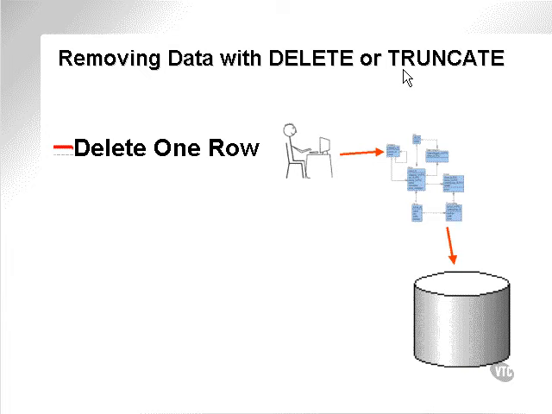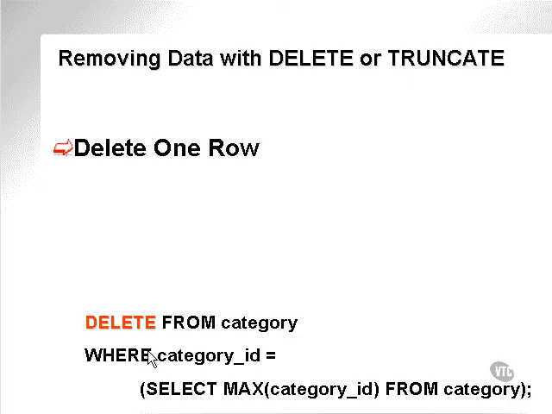The truncate command cannot be rolled back. Remember that. The delete command. You can either delete one row from a table, as in this example shown below, where we're going to delete from the category table where the category ID is equal to the maximum category ID in the category table.